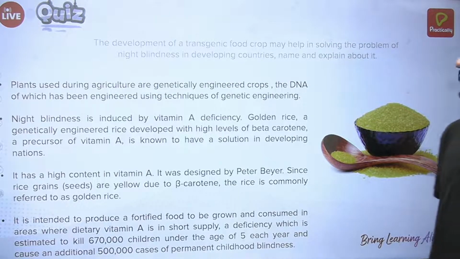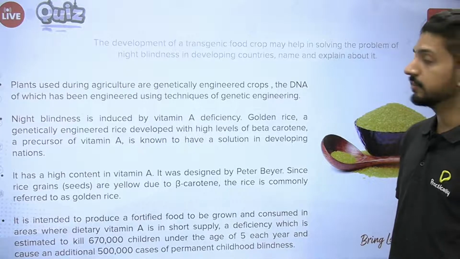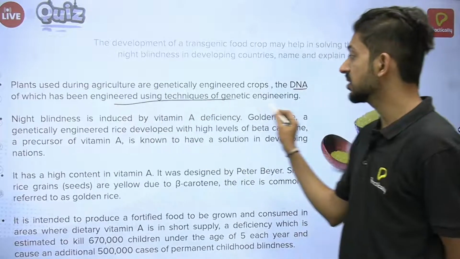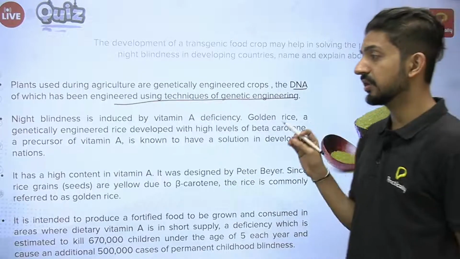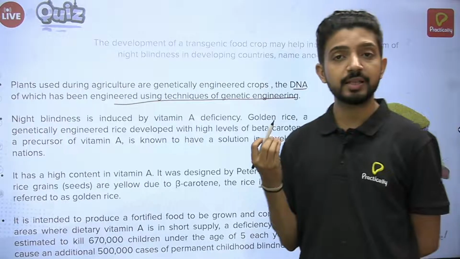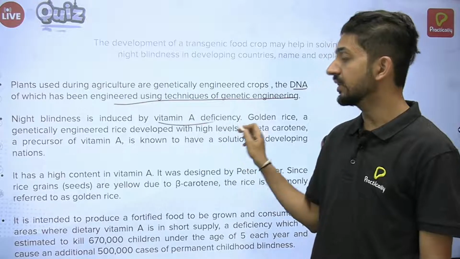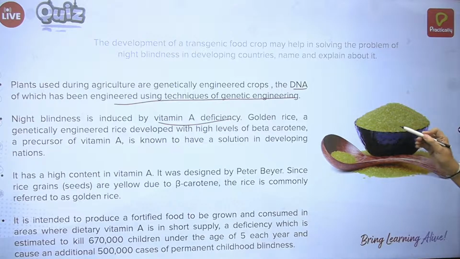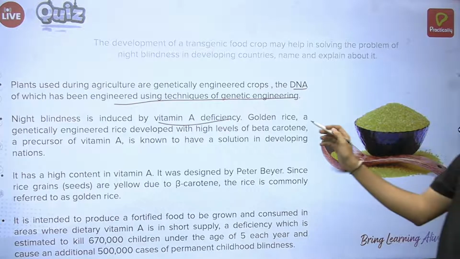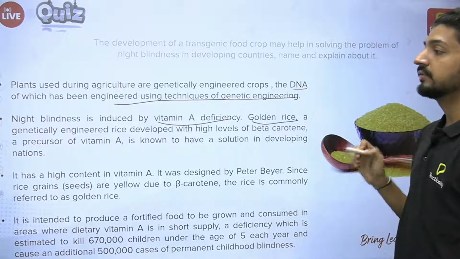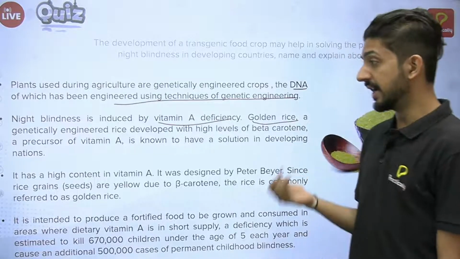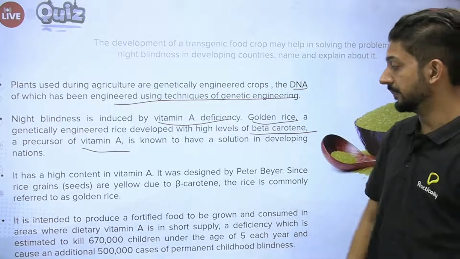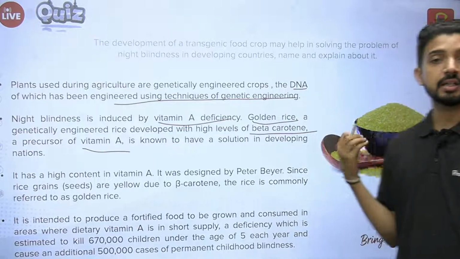We know what genetically engineered crops like GMOs are, in which the DNA has been engineered using techniques of genetic engineering. Those are the genetically modified crops. And we know that night blindness is caused by lack of vitamin A. Vitamin A deficiency causes night blindness. So a special rice has been developed, which is called golden rice, a genetically engineered rice which has beta carotene, which is a precursor of vitamin A. So beta carotene can help make vitamin A.